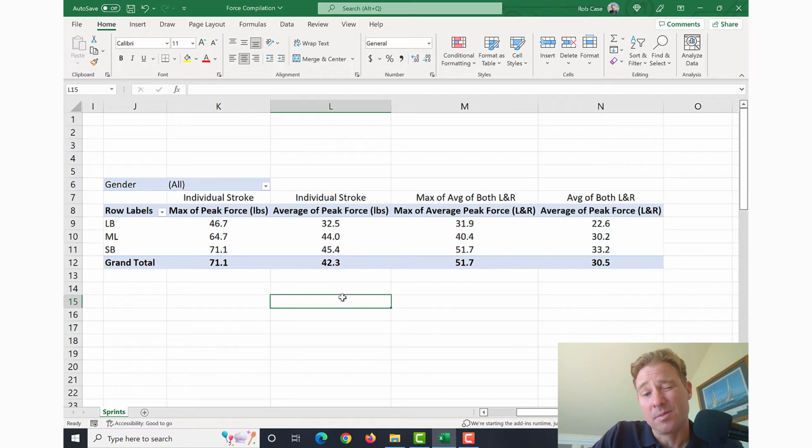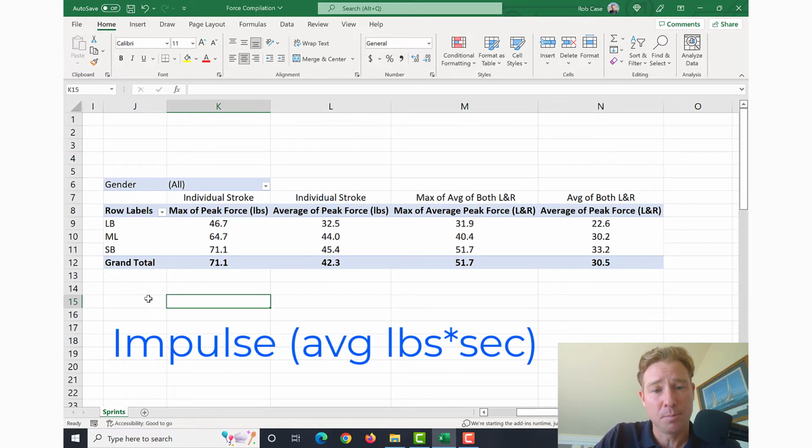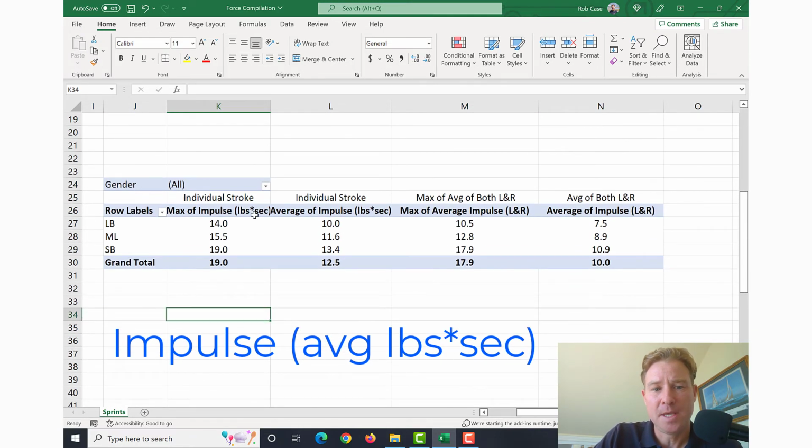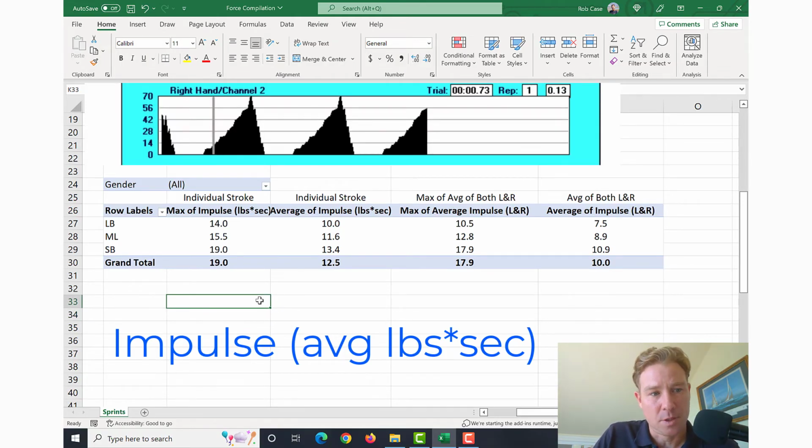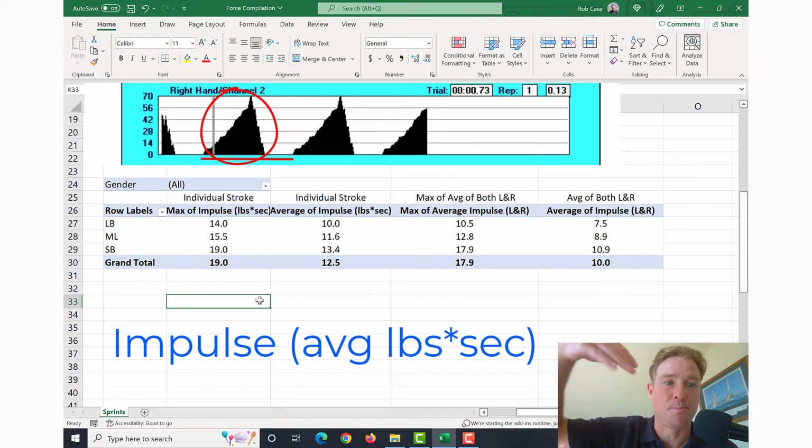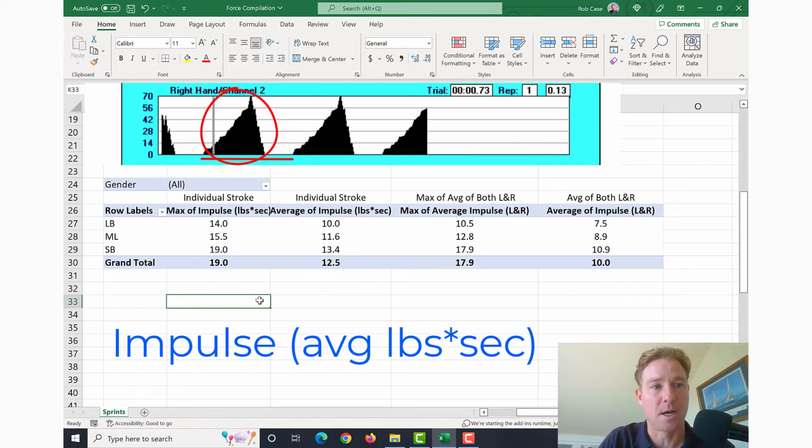So that was a lot of information, a little bit of time. Hopefully it helps. We're going to go on to one more metric. It's called impulse. So what is impulse? I'm going to scroll down here. Impulse is defined as the average force of the curve, or the area under the curve, times the seconds that you're in the stroke for. Not just what you're pulling for, but the entire stroke. So from pull to recovery back to the start, that's the total time.